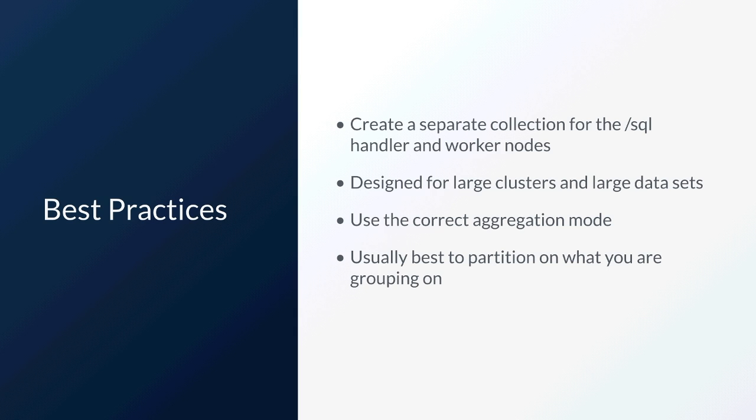The aggregation mode will be important for deciding. If you decide that in advance, you might see different types of performance results. And it's usually best to partition on what you're grouping on. So if you want your fields grouped by manufacturer name, then making sure that the partition key is that same field will make the query occur faster.